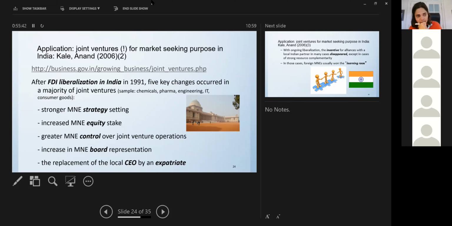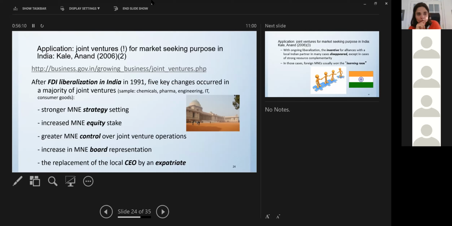The transition to market economies. And in fact, the idea of the joint venture was that the multinational, of course, had a stronger multinational strategy setting gradually, and they increased also their equity stake. In the beginning, they had like 20% ownership in these joint ventures, and many of them gradually increased their ownership.